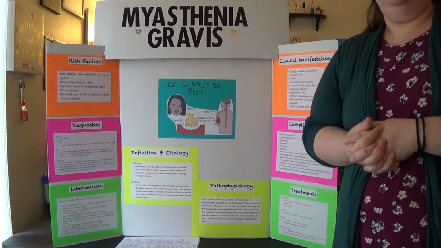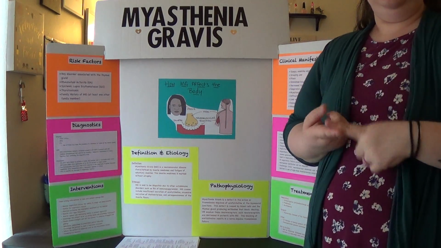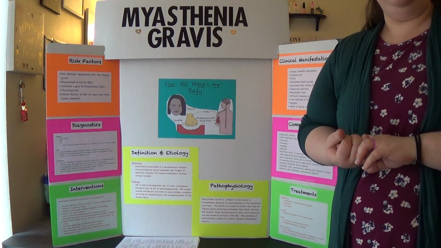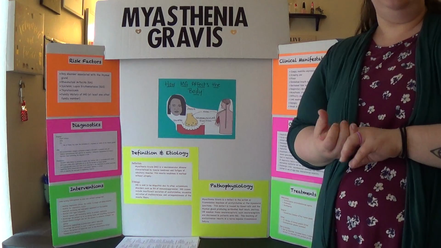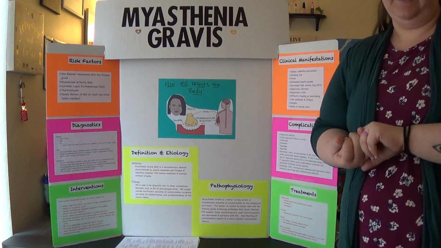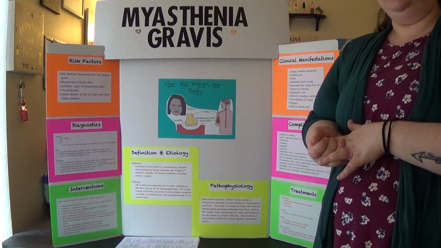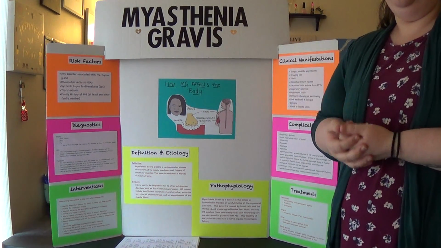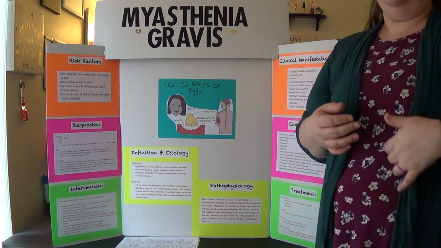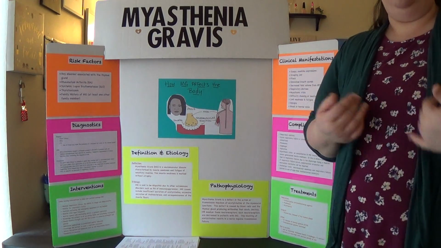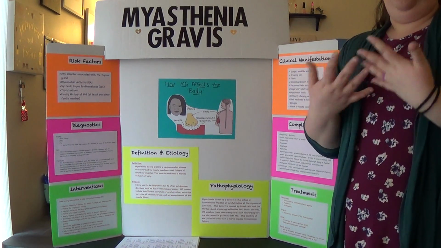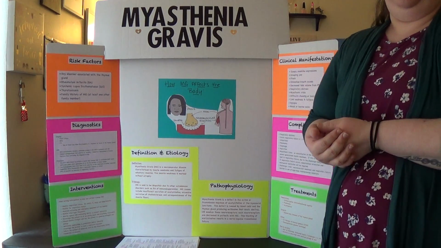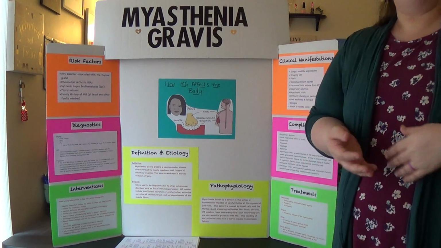Complications of this disorder include respiratory distress, fatigue, pneumonia, aphasia, aspiration, and even a myasthenic crisis. A myasthenic crisis is an exacerbation of MG, which, if it affects the diaphragm, because the diaphragm is a muscle, leads to respiratory failure to where you will have to be intubated and put on a ventilator.